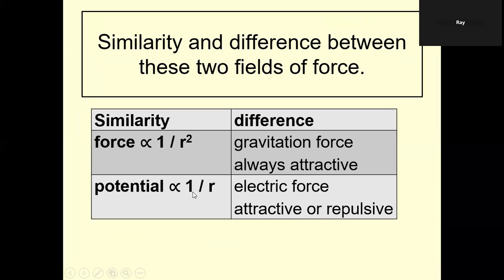Potential is proportional to 1 over r. Difference: gravitational force is always attractive. Electric force can be attractive or repulsive, depending on whether it's like charges or unlike charges. It's just for info only. You don't need to learn.